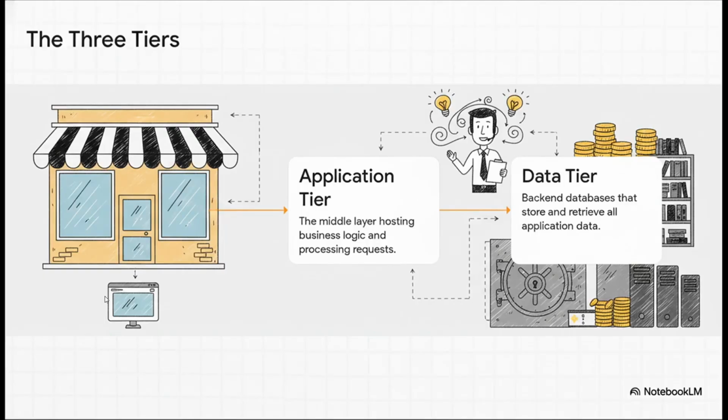So here's the breakdown. You've got the presentation tier, that's the storefront, what you actually see and interact with in your browser. When you click something, it sends a request to the application tier. This is the brains of the whole operation, handling all the logic. And that layer in turn talks to the data tier, which is like a secure warehouse or a vault in the back, where all the application's information is safely stored.